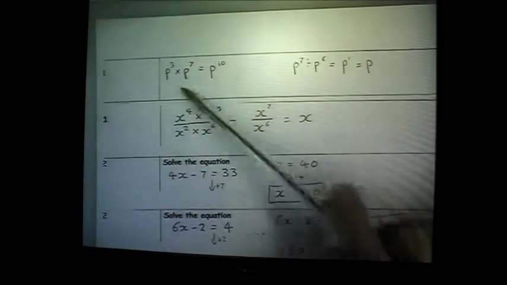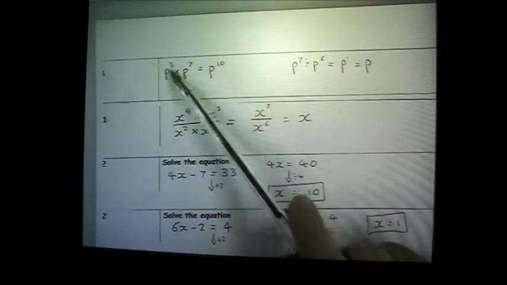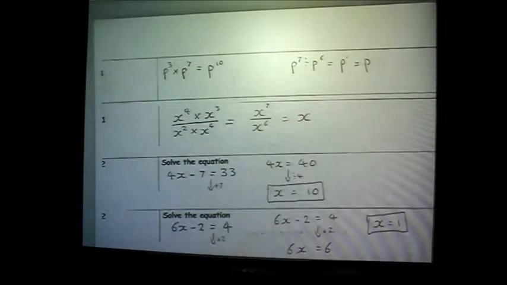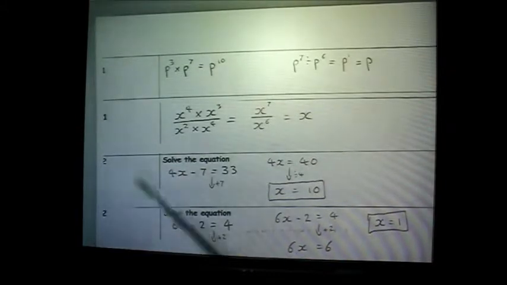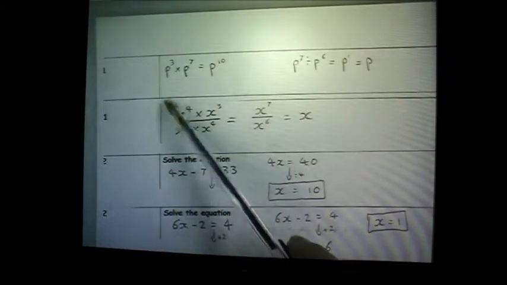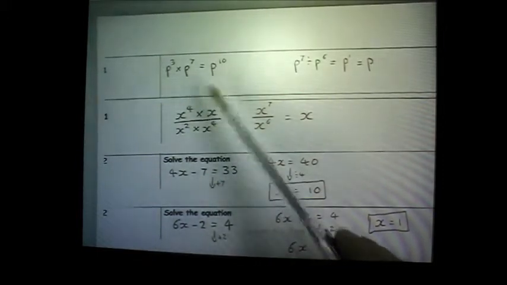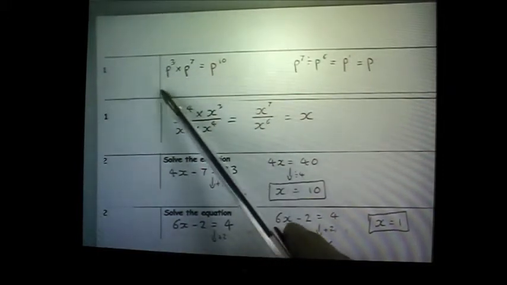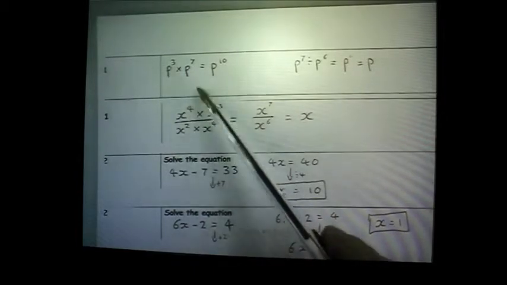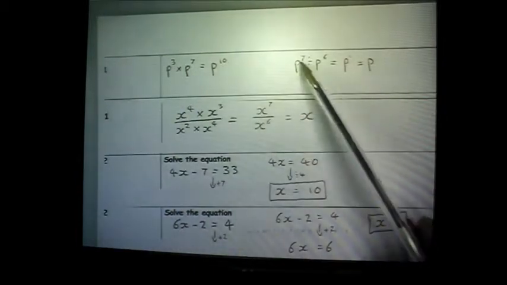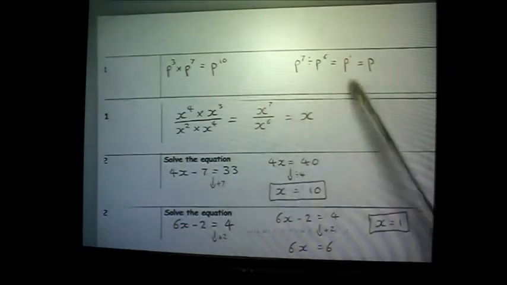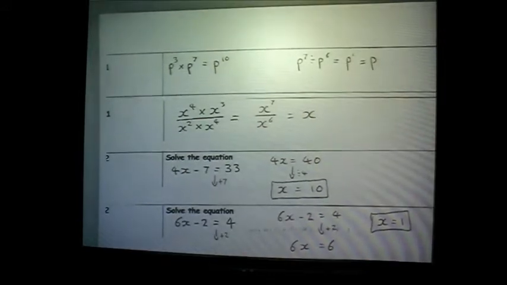When you've got to multiply the index numbers like that, you simply add them. So you do 3 add 7, which should give you p to the power 10. If you want to know why, p to the power 3, imagine that as being p times p times p. P to the power 7 is p times p times p, and so on. So then you're left with p times p times p times p times p times p, and that will give you p to the power 10. If you're dividing, you subtract. So that will leave you with p to the power 1 or just p.